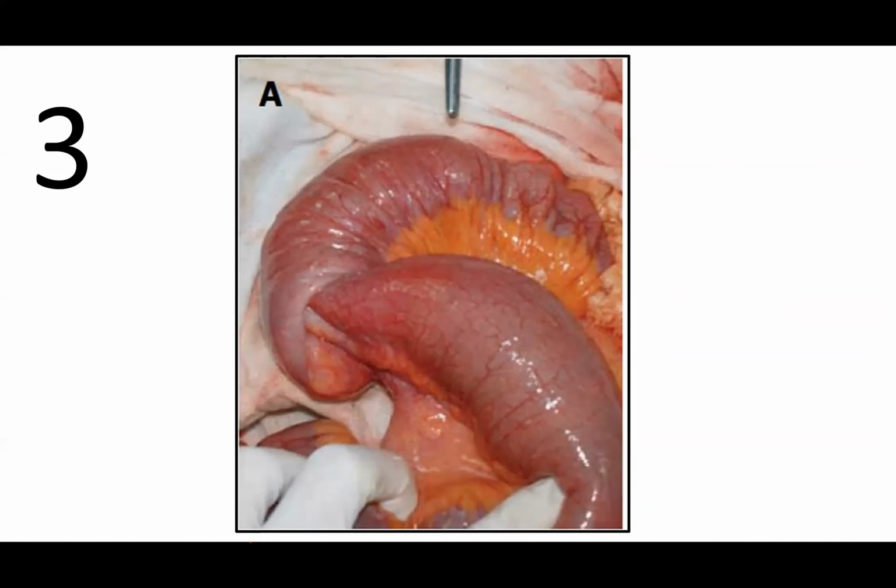Give a classic description. I should say this is telescoping. Yes. See, this part seems to have entered this part, right? So there is telescoping of the proximal part of the small gut into a distal part of small gut. Are you sure both are small gut? We just discussed in the previous specimen. Yes, ma'am. So then what would be your diagnosis?